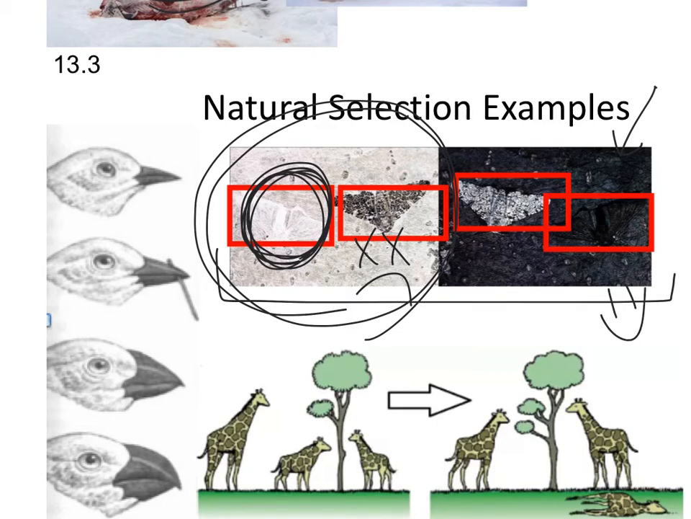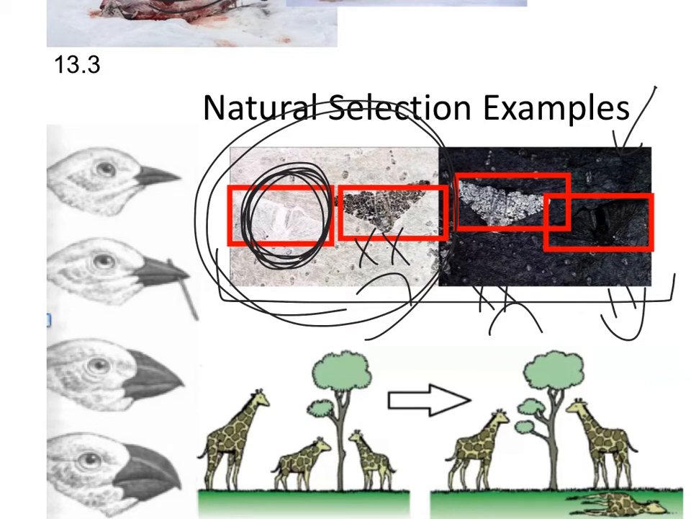And it was the dark moths who survived and the dark moths who had babies. The light moths tended to die because they were easily seen. So this example just shows you that it is the environment that helps to dictate which organisms survive. It's not always just going to be this color survives or this size survives. As the environment changes, what is favorable also would change.